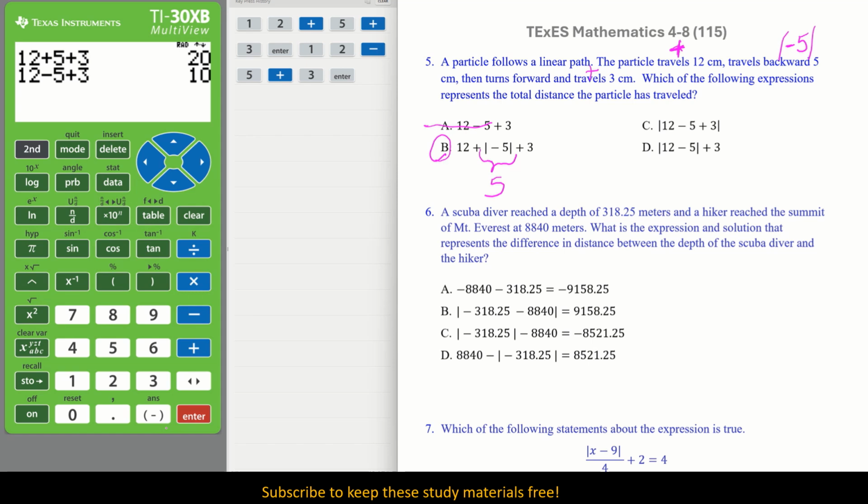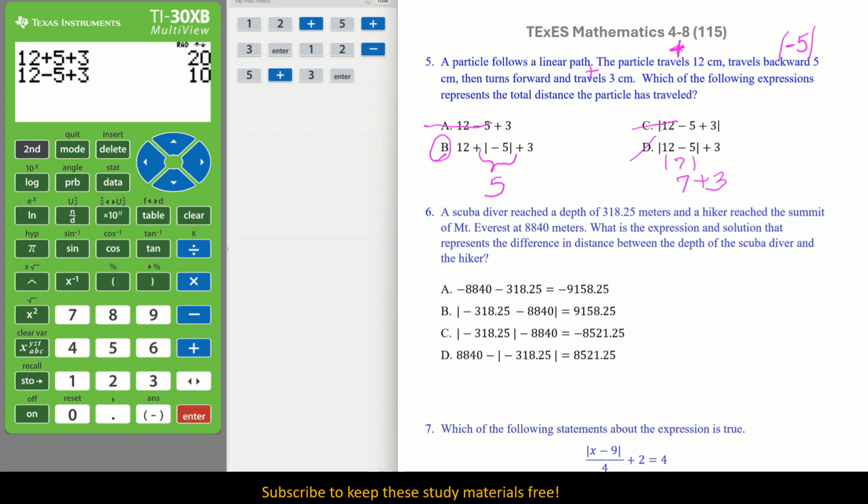And let's look at C. C is the same as A. It's just absolute value in disguise. So that would still be 10. So I disagree with that. So now let's look at D. 12 minus 5 is 7. Well, the absolute value of anything positive is still going to be the positive, and that's just +3. So that would be 10. So I'm going to disagree with D and go with B.